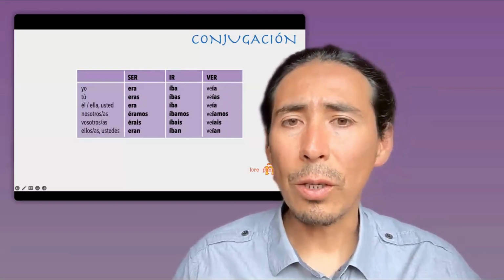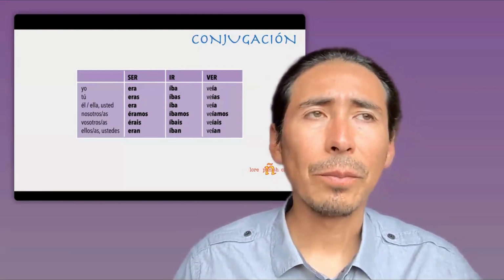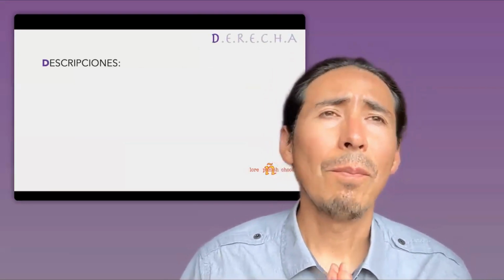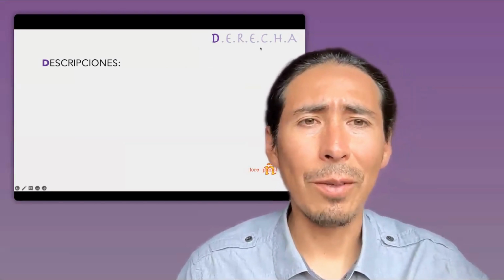So these are the three irregular verbs in this past tense. And now, how to use the Pretérito Imperfecto. I love using this acronym.